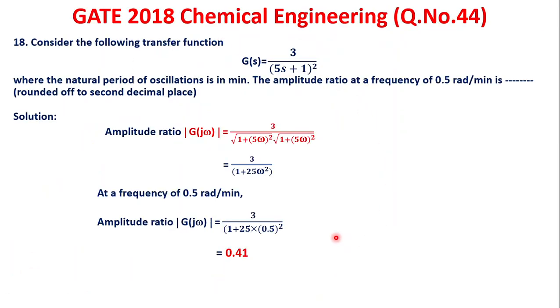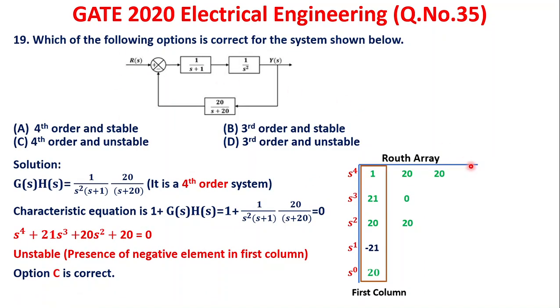So they have asked you to find out the amplitude ratio. Amplitude ratio means the gain. So we have to find out the gain, and they are asking at 0.5 radian per minute. Now what is that? So we have to simply substitute. This also you can see later. Due to the want of time, I'm just skipping this.